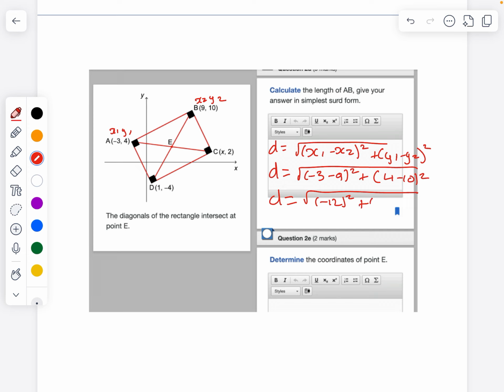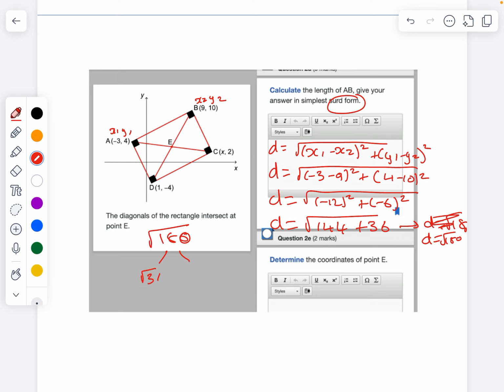So that's going to leave me with negative 12 squared plus negative 6 squared, which is going to leave us with 144 plus 36. So that is going to be the square root of 180. It wants it in surd form, so what is the biggest square number that goes into 180? Well, it's 36, and it goes in 5 times. So the square root of 36 is 6, and that's how you write it in surd form.